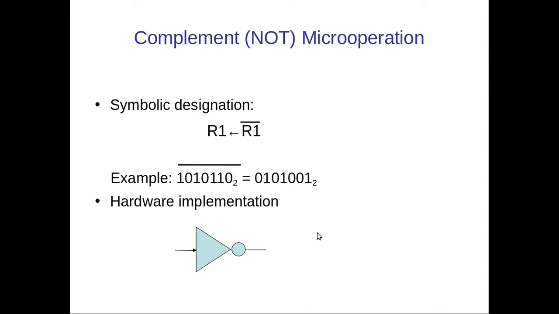And complement operation, or NOT microoperation. Symbolic designation is R1 gives R1 bar. Example, each bit will be complemented. 0 will become 1, 1 will become 0. Hardware implementation can be done by using an inverter gate or NOT gate.